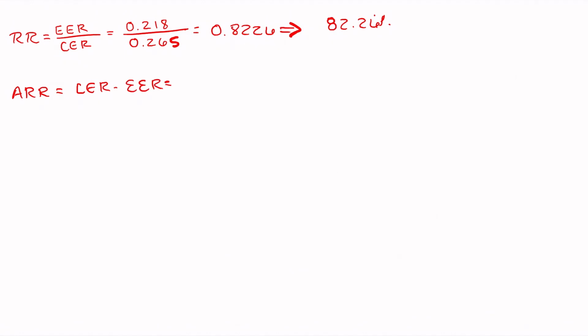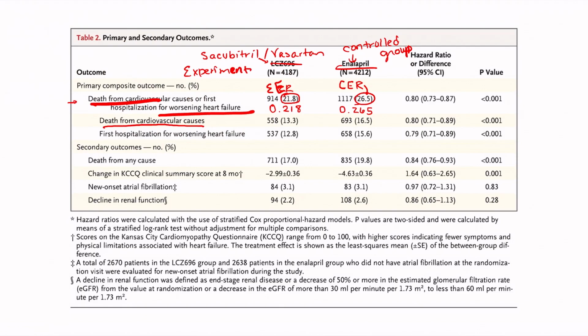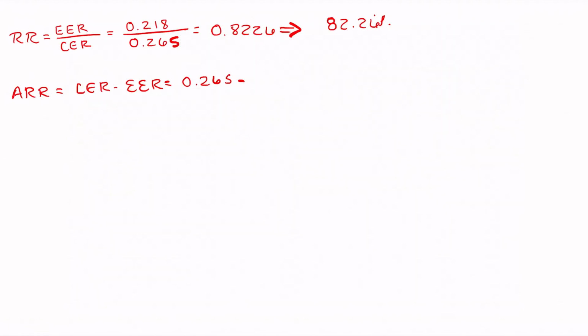So what we should do here is take that CER, which we already decided was 0.265, we saw that here, and subtract our EER, which is 0.218. If I subtract these two, I should get 0.047. We can also change this back into a percentage, and this would be 4.7%. So overall, the difference in the rates between the two groups was 4.7%.